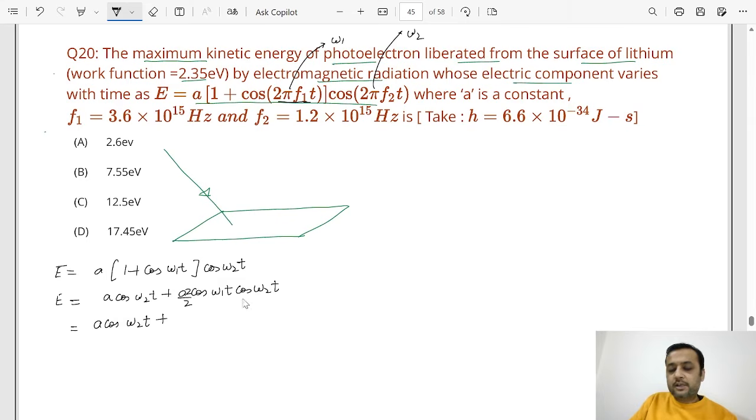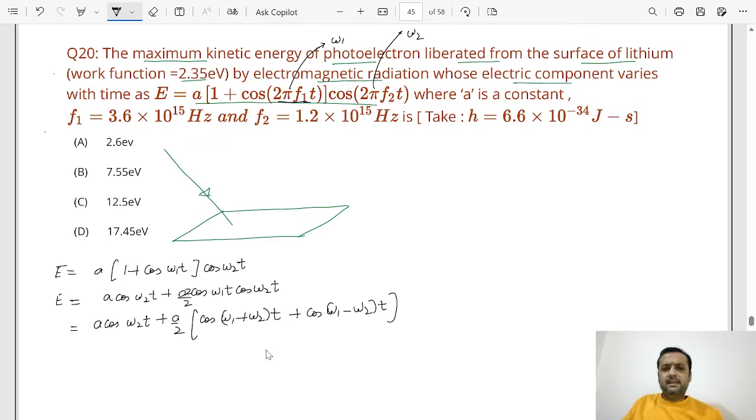Now look, 2 cos a cos b is cos(a+b) plus cos(a−b). So that means we can write this as cos of (omega 1 plus omega 2)t plus cos of (omega 1 minus omega 2)t. Now understand that the value of these three components can be broken down.